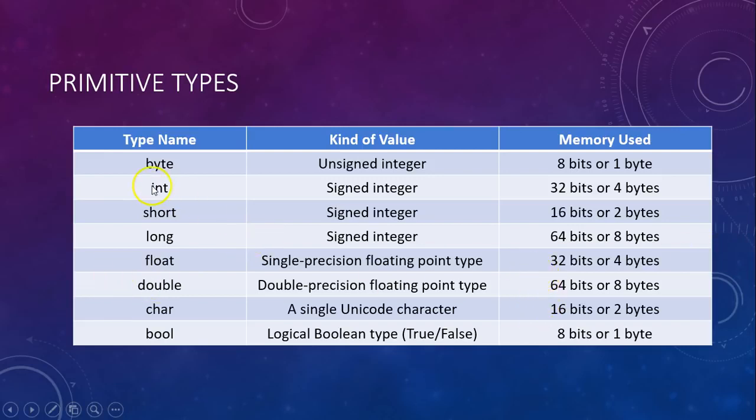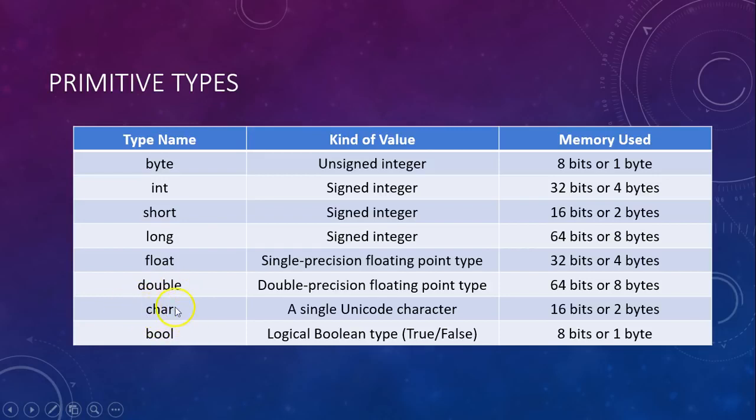All right. Additionally, when we talk about these three right here, int, short, and long, these are integers, which means these are whole numbers. Float and double are decimal type numbers. So that's a good thing to remember. Again, int, short, and long are all integers or whole numbers, positive or negative. A float or a double is a decimal type number.